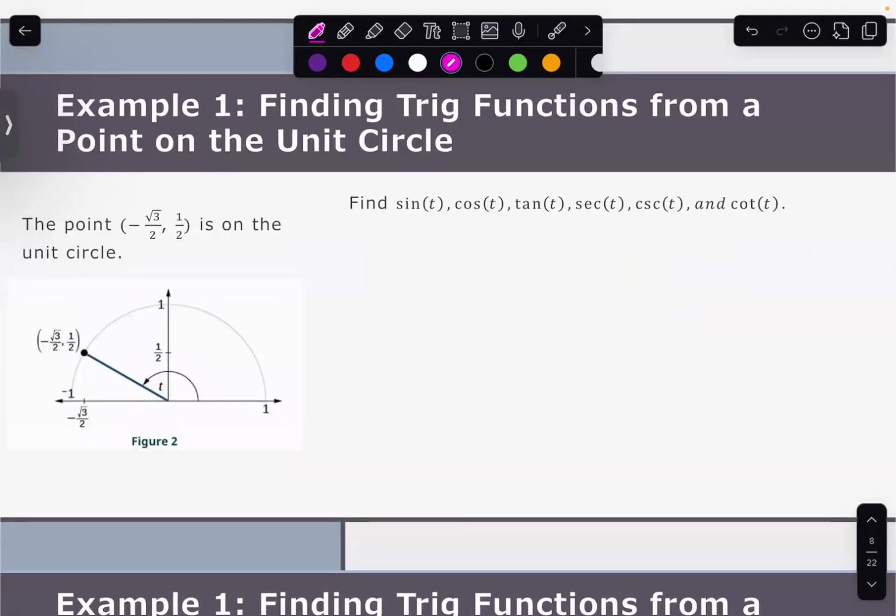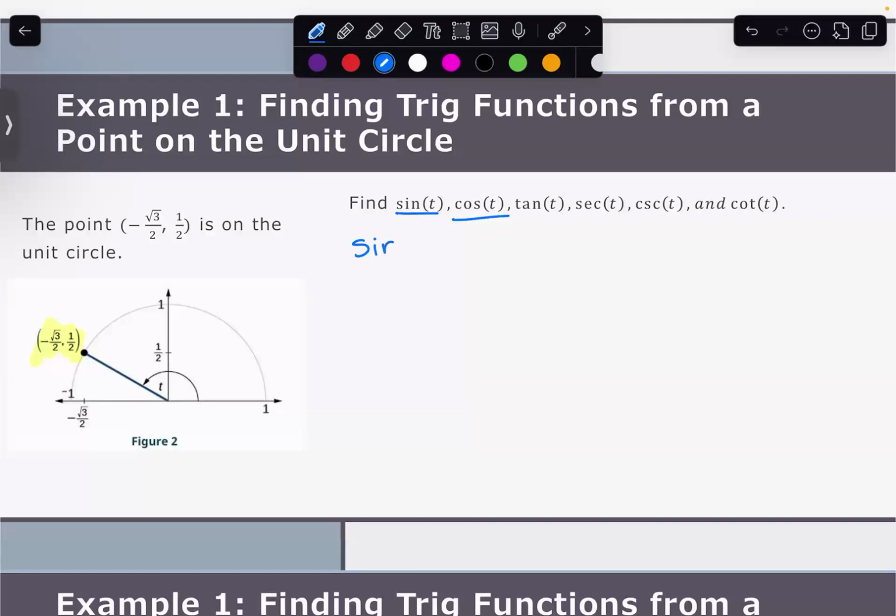So let's start with example 1, finding the trig functions from a point on the unit circle. We're given this point at negative square root of 3 over 2, 1/2. First we need to gather everything that we know. What we know is that that coordinate represents cosine and sine. I already have the answers for the first two. We're going to go through here and find all 6 trig functions from just that point.